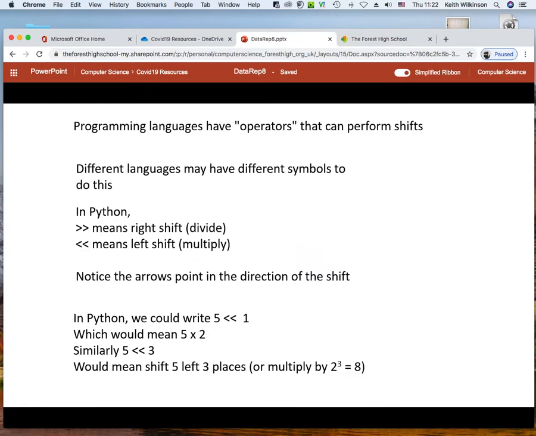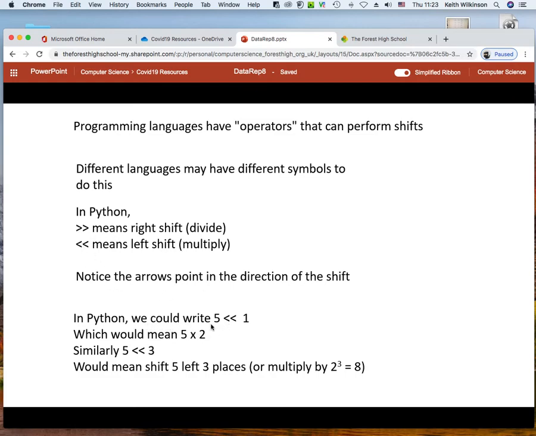Programming languages have operators. Now, operators are plus, minus, times, divide, and so forth. But they also have operators that can do shifts, and I'm going to show you that very quickly in a minute. Different languages may have different symbols to do this. In Python, we use two greater than signs, which means right shift or divide. We use two less than signs to mean left shift or multiply. Notice that the arrows point in the direction of the way we're shifting.